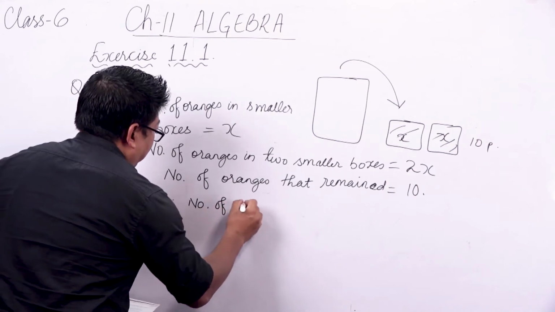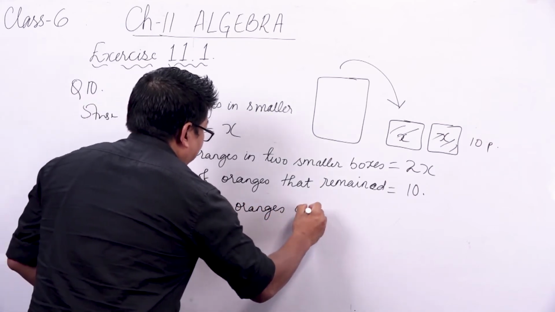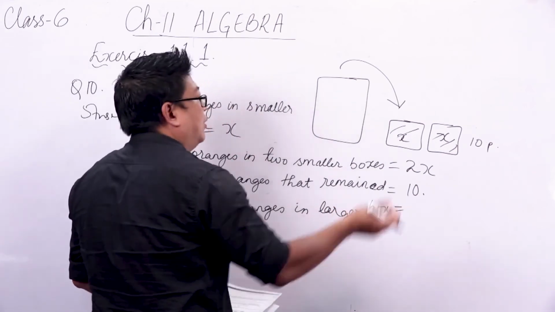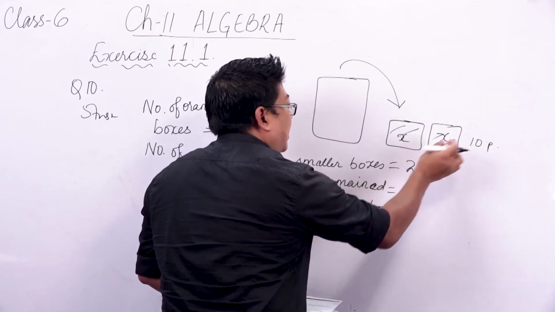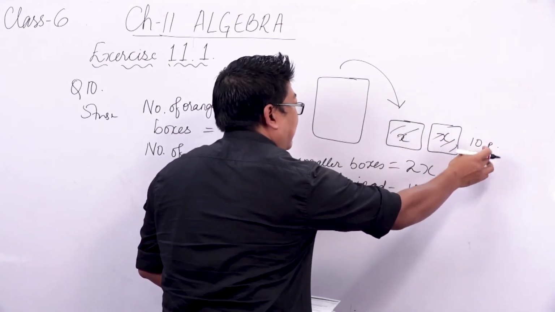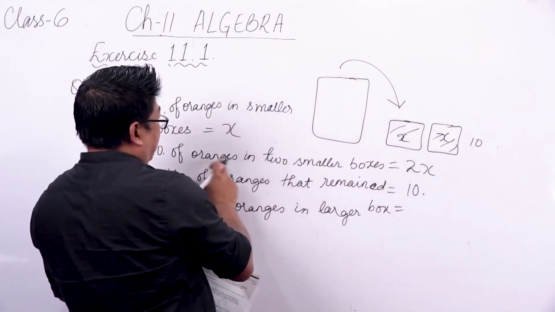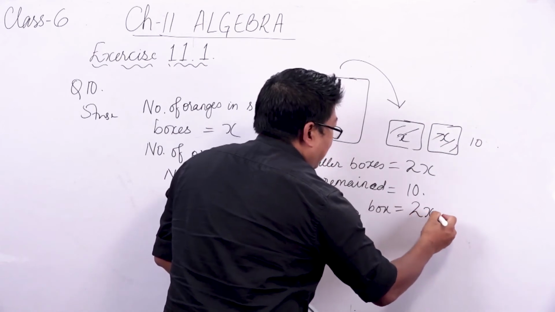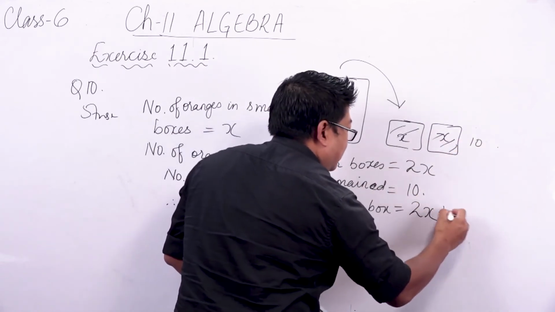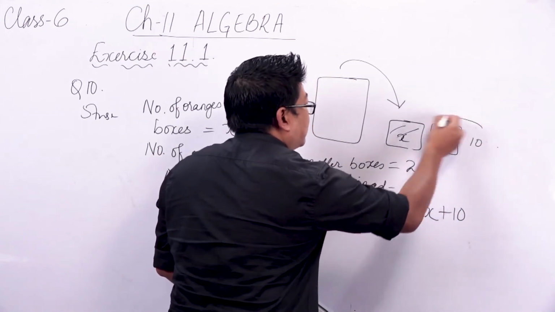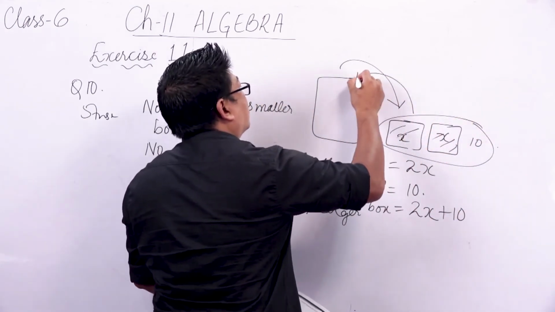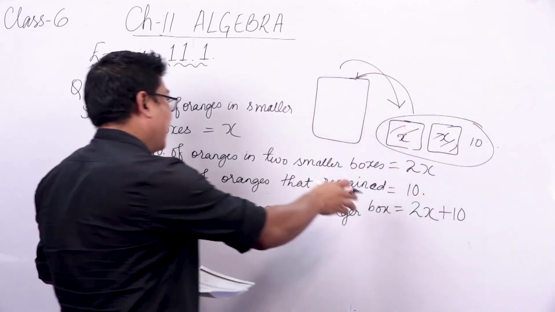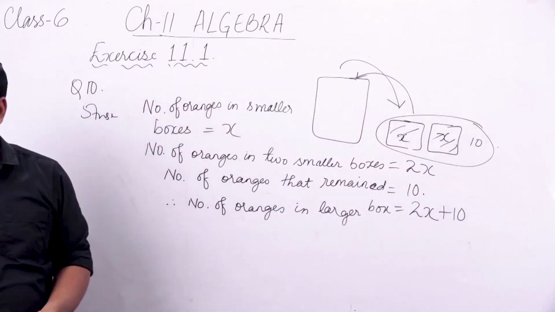Number of oranges in the larger box is equal to the number of oranges here plus the 10. Okay? So that means the number of oranges in 2 smaller boxes is 2x, and the number that is outside, plus. So if you combine these, it gives you the total of oranges in here, isn't it? Because it came out from here only, right? So 2x plus 10 represents the total number of oranges in the larger box.